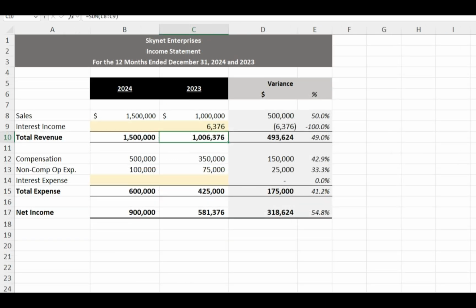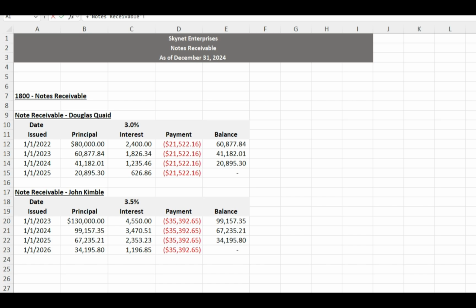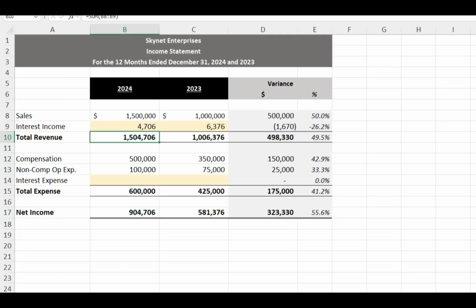Now let's do 2024. Same concept, except we're going to grab 2024. So in 2024, $4,706. You'll notice that it went down. And as these notes get paid off, since the principal is less, there's going to be less interest income, even though we're at the same interest rate. All right, let's head over to the balance sheet.